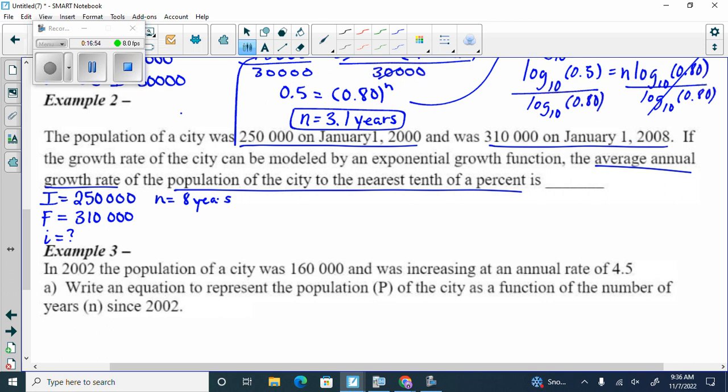Okay, so here, guys, do we have to log base 10 both sides? Everyone paying attention, listening, looking at me?